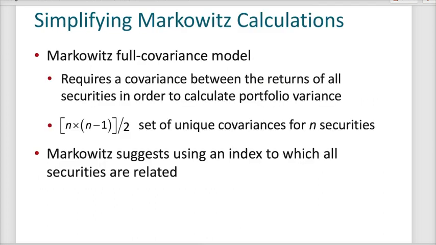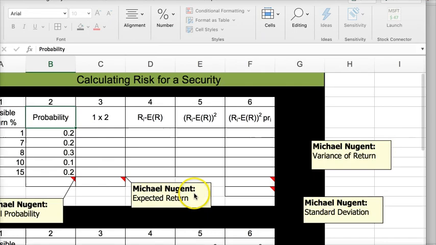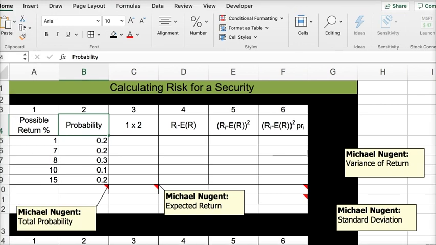Okay, so that's the end of the basic lecture for Chapter 17. Let's move into the spreadsheet, where I can show you some of the calculations that we were talking about here. So let's start with calculating, how do you calculate the total probability?